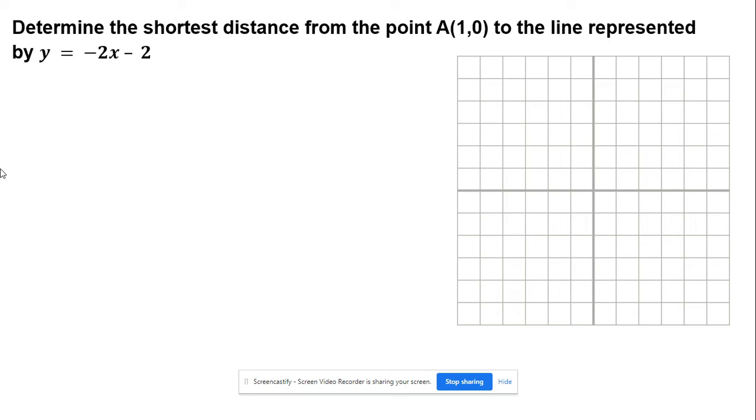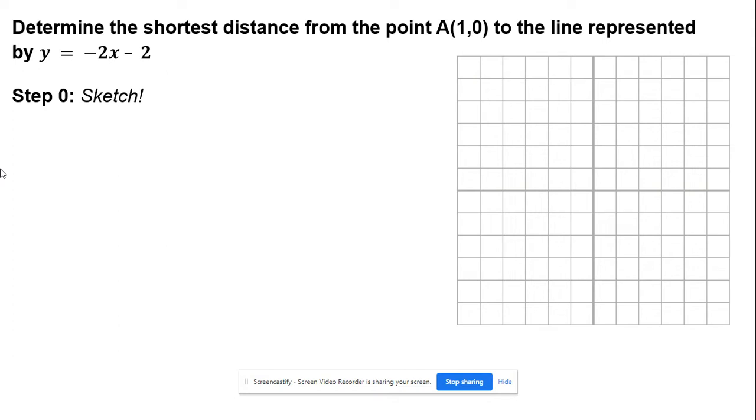Okay, in this video, I'm going to go over the lesson that we did in class on determining the shortest distance from the point to the line. So the first thing you should ever do when you see a problem like this is I like to think of a quick sketch. I call that kind of step 0.